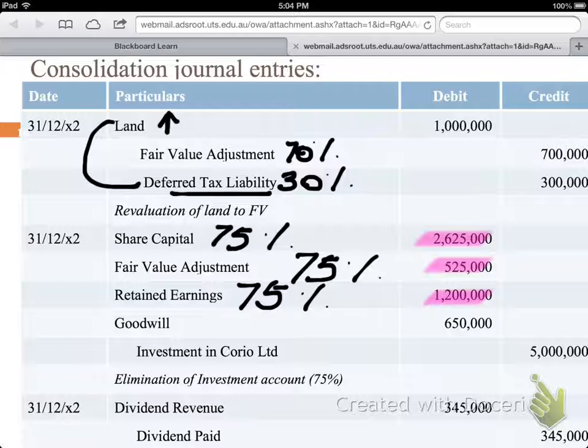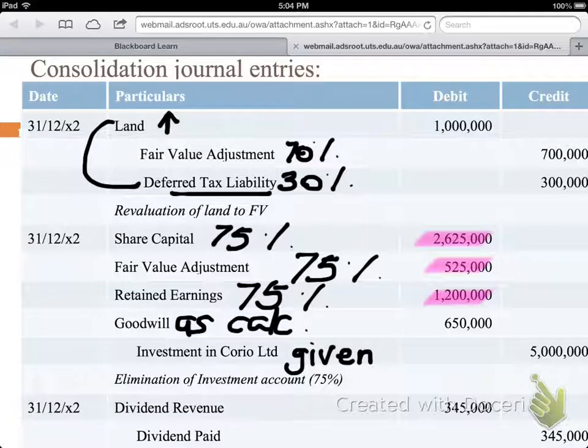With the goodwill, don't get too excited and multiply everything. The goodwill you don't have to multiply. The goodwill is simply as calculated from the acquisition analysis. The investment account is as given. You don't have to multiply this one by 75%. It's simply telling you how much the parent paid for 75% of the equity in the subsidiary.